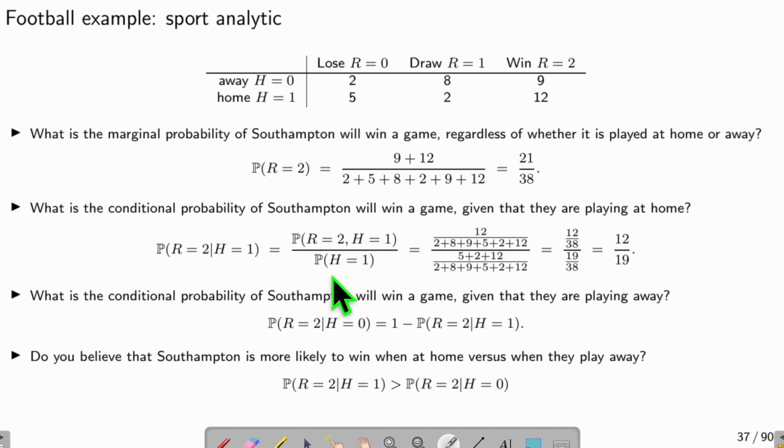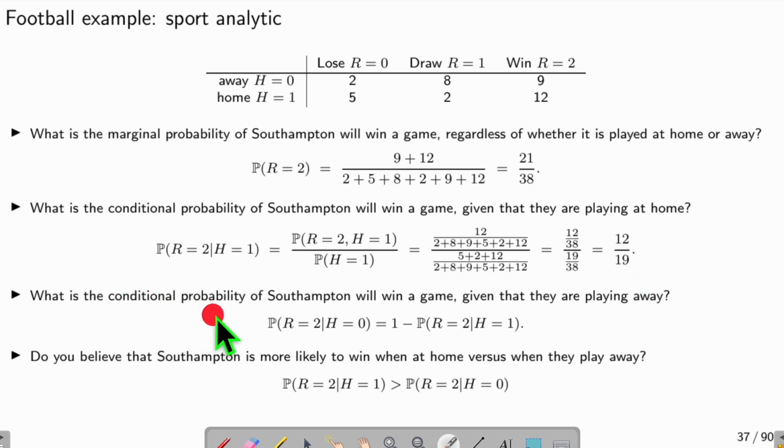What's the conditional? Conditional is home. We don't care about the column. We only care about the last row. It will be 5 plus 2 plus 12, again divided by all, that is 38. Then we have this. It will be 12 divided by 19.